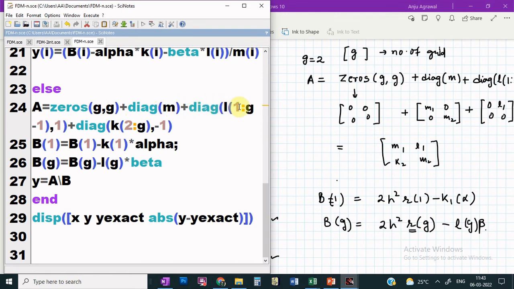For the elements above the main diagonal, we have to use the L vector, and the L vector will run from 1 to g minus 1. And the elements below the main diagonal will be your k vector, and the k vector will run from 2 to g. And here the first element of the column vector b will be given by this, and the last element of the column vector will be given by this. So this is how you can make the general program which will work for any number of intervals.